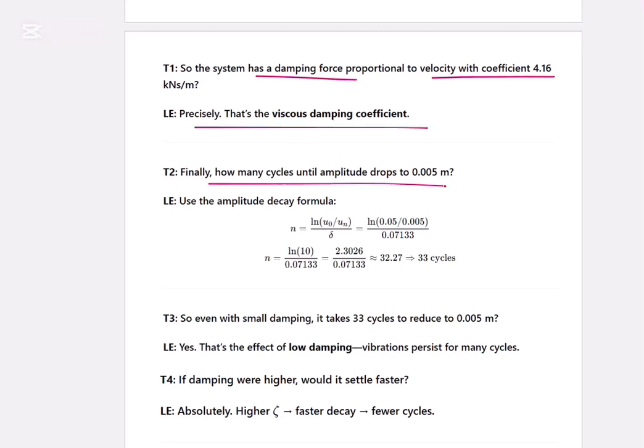Precisely. Now, how many cycles for the amplitude to drop? It is 33 cycles. So even with a small damping, it takes 33 cycles to reduce. That's the effect of low damping.